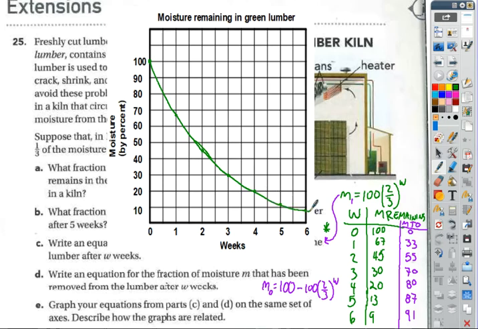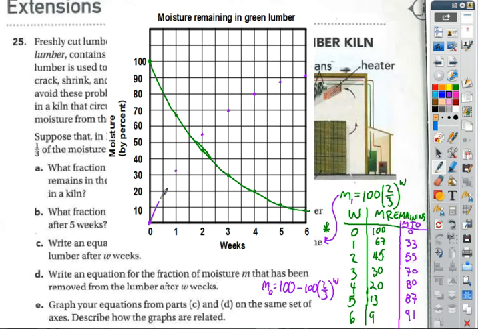And then let's go ahead and do the purple giraffe. 0, 0, 1, 33, 2, 55, 3, 70, 4, 80, 5, 87.